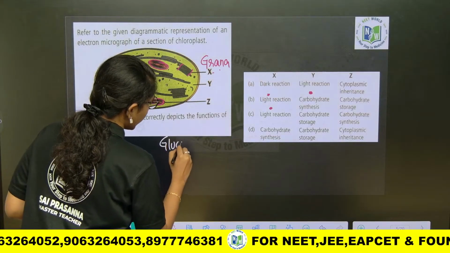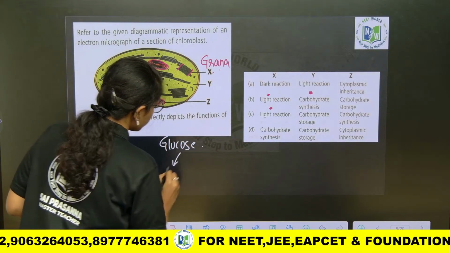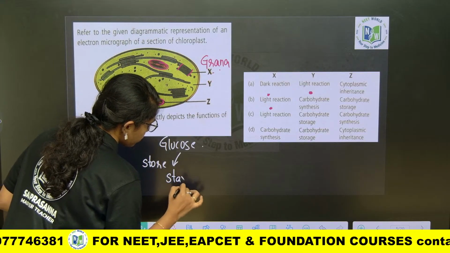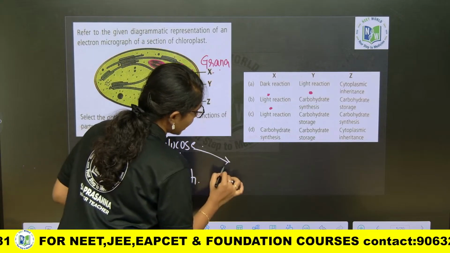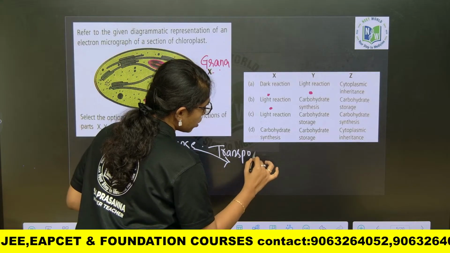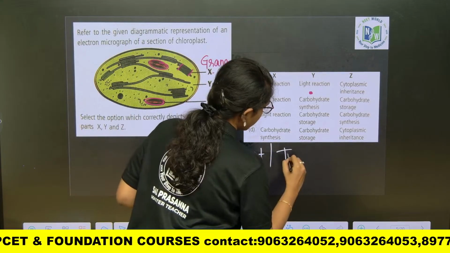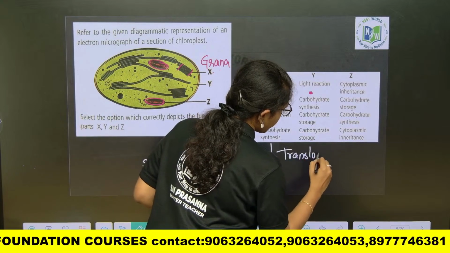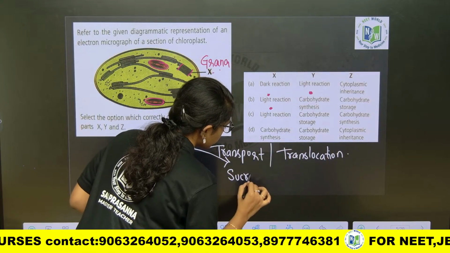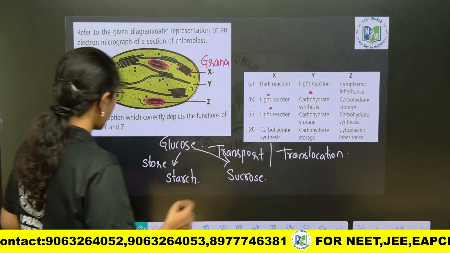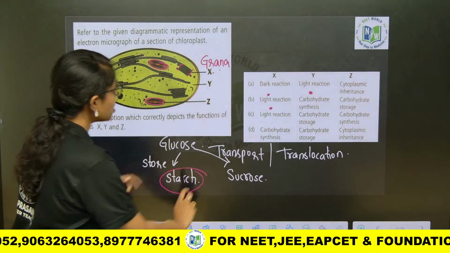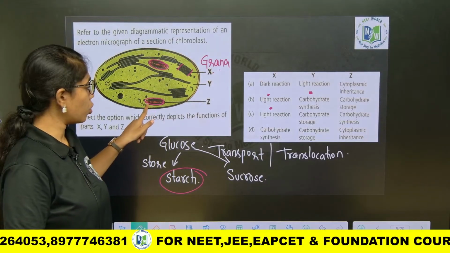Here is one point I would like to convey. Glucose, if it has to be stored, will be stored in the form of starch. If it has to be transported, for transport or translocation, it will be transported in the form of sucrose. To store, it is stored as starch inside starch granules in the chloroplast stroma.